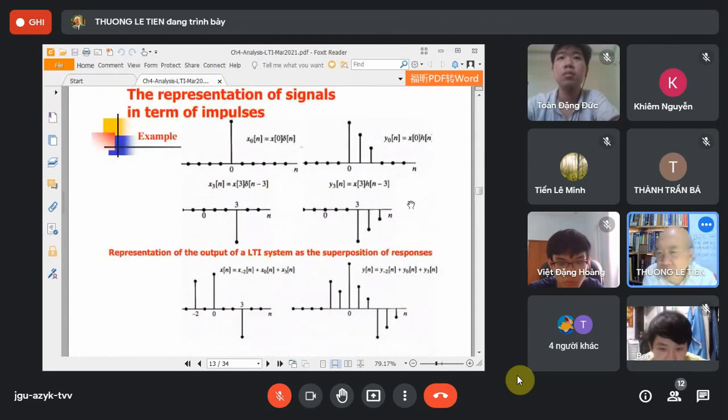This one, no problem. When we represent signal in terms of impulses, I'll let you take a few minutes to recognize this is a review one. Right?